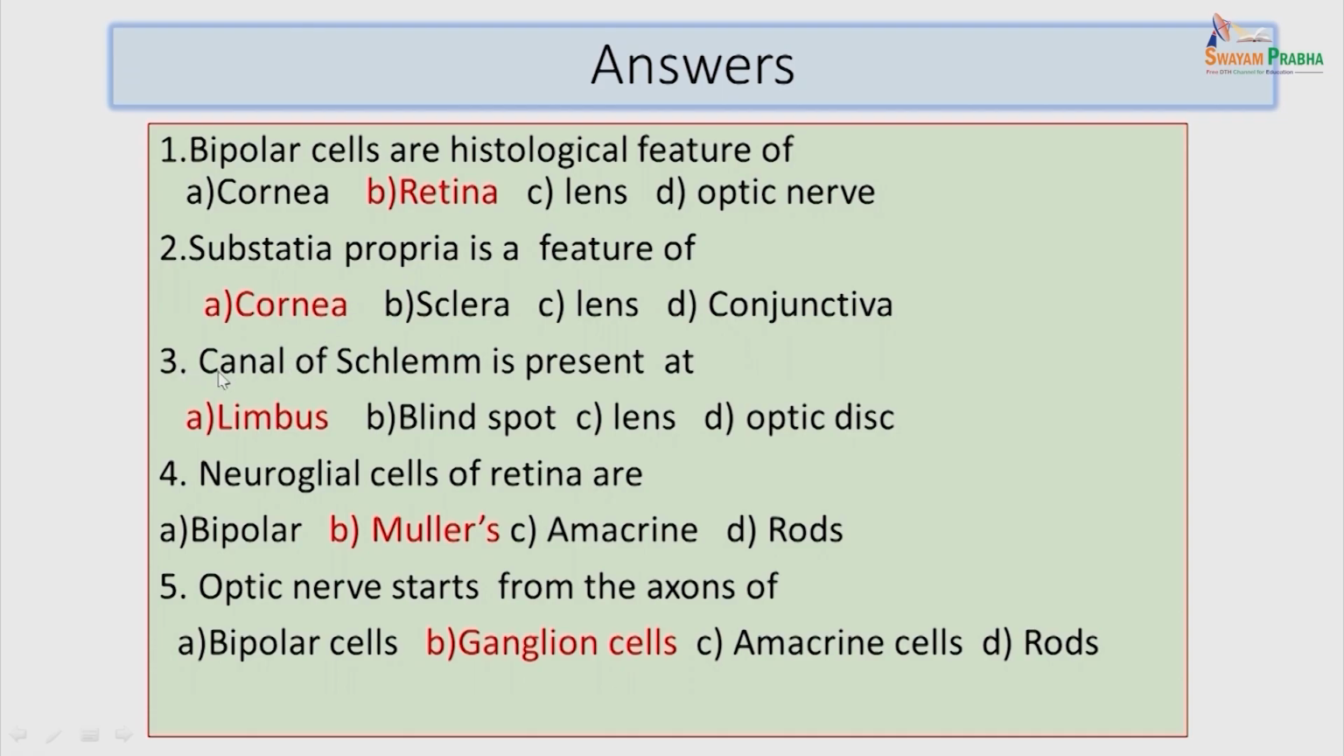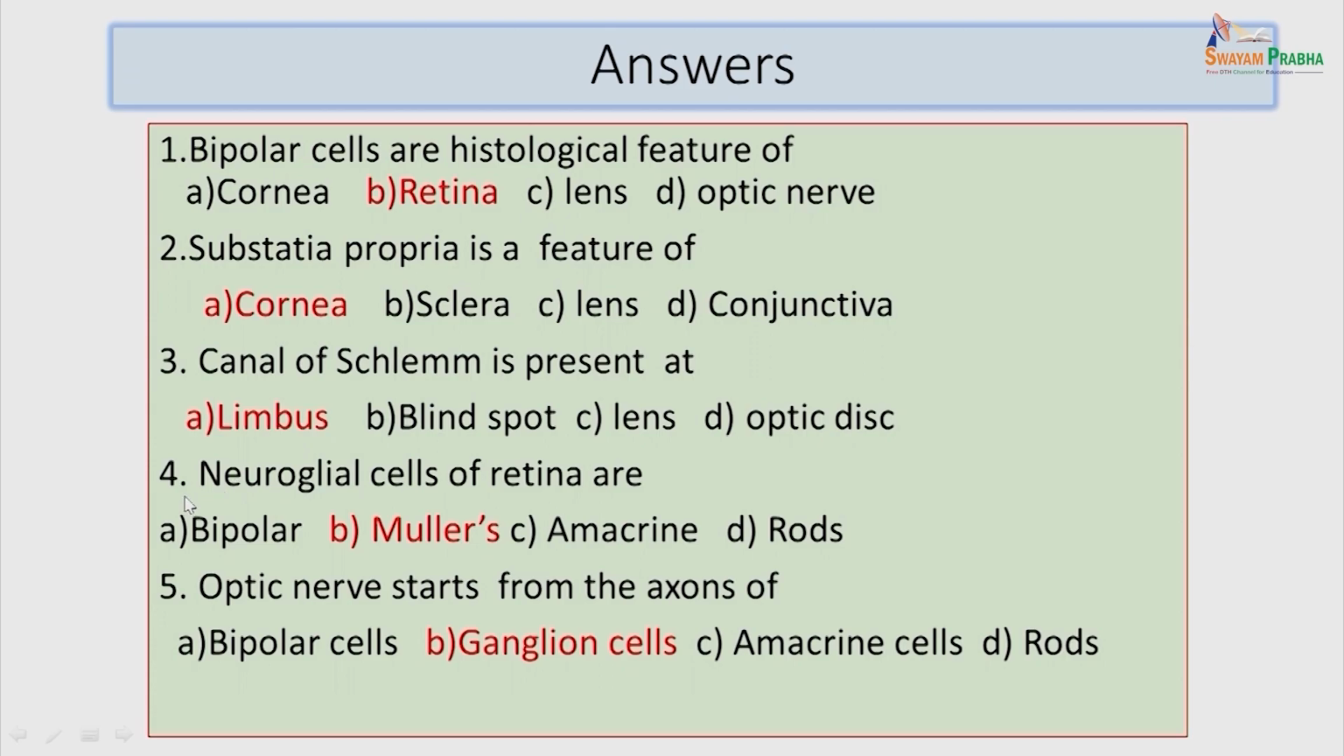Question number 3. Canal of Schlemm is present at limbus, blind spot, lens, optic disc. The answer is limbus, which is otherwise called the sclerocorneal junction. This canal is lined by endothelium.